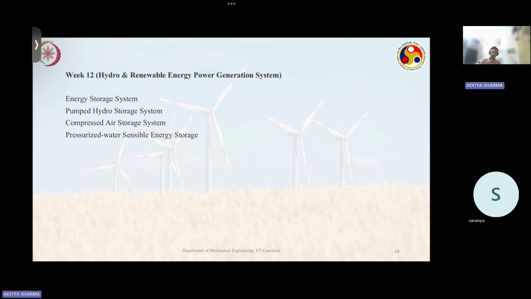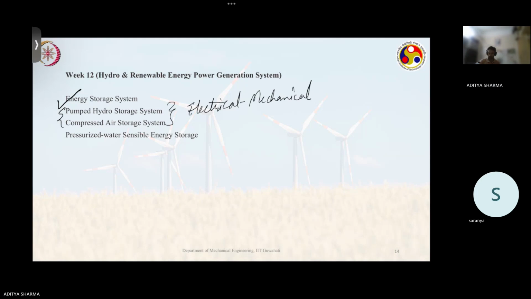Then the last week is on your energy storage. Okay, so broadly two types of energy storage systems have been discussed. One is your electrical storage, so in the form of electricity, and one is your thermal storage in the form of heat, right? So in your electrical storage, there are further subdivisions like electrical mechanical energy storage and direct electrical storage. And in your direct electrical storage come batteries and superconducting coils. And in your electrical mechanical energy storage come these two.